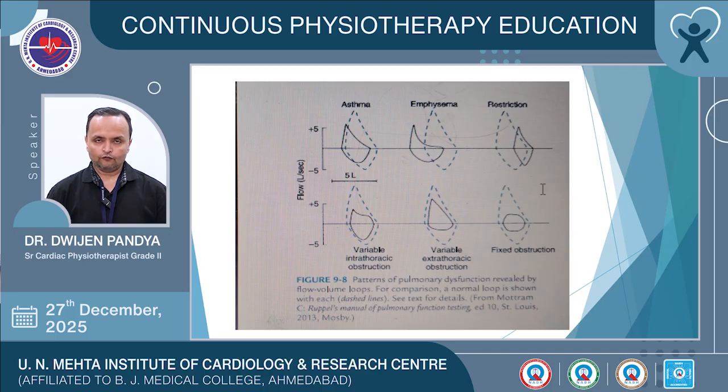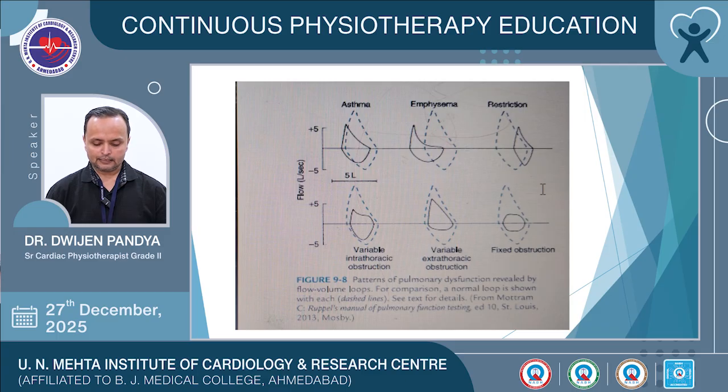The bottom 3 flow volume loops portray different types of large airway obstructions. The variable intrathoracic obstruction loop reveals a markedly reduced peak flow on expiration despite near normal inspiratory flows. This typically is the result of expiratory flow obstruction in the large airways, as may occur with tracheomalacia or tumors of the trachea or bronchi.